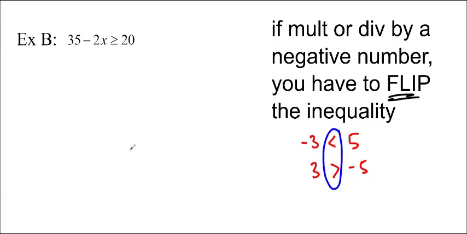So for this question, we're going to subtract, and subtracting is the same as adding. We don't have to worry about flipping the inequality. This is going to be greater than or equal to negative 15. And then we're going to divide by negative 2, which is a negative number, so we're going to flip the inequality. We get 15 over 2, just like that.